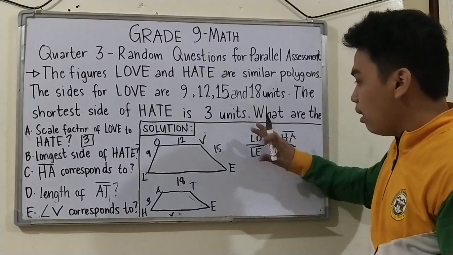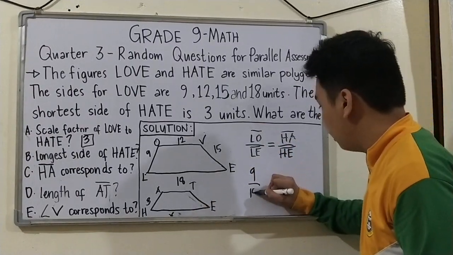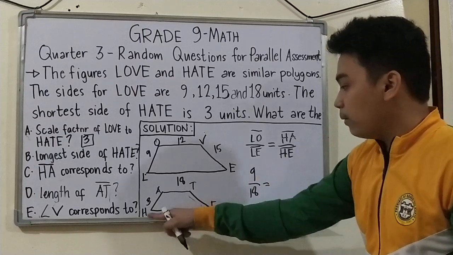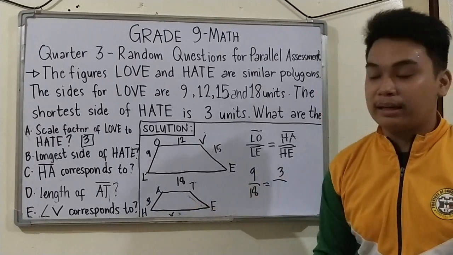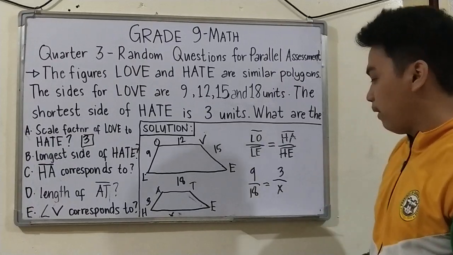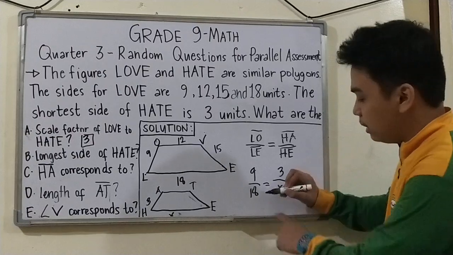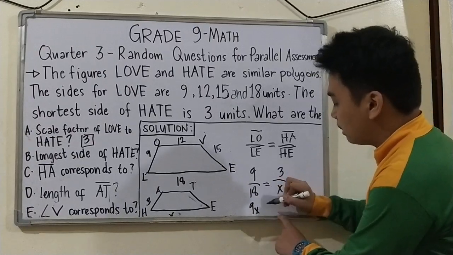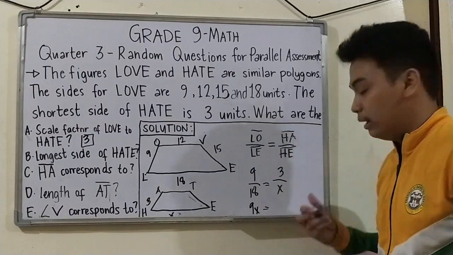So again, LO is equal to 9 and LE is equal to 18. And HE is equal to 3 and HE is equal to x. And solve for the value of x. So by cross multiplication, 9 times x, that is equal to 9x. And 3 times 18, that is equal to 54.